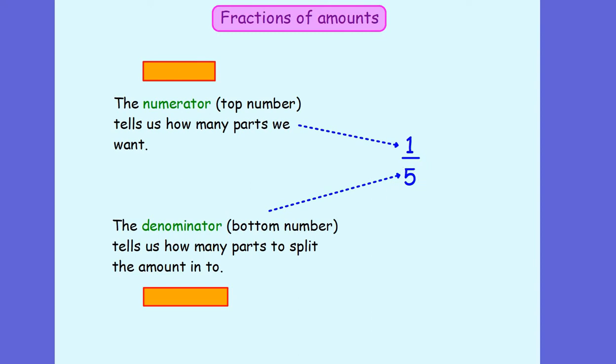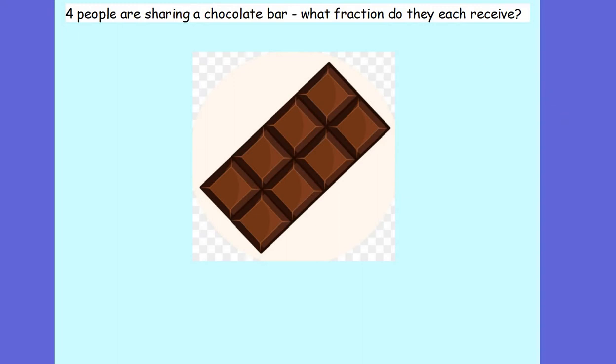I've got a chocolate bar. I'm going to share this between 4 different people. What fraction do they each receive? Have a little think, pause the video, and write down your answer.